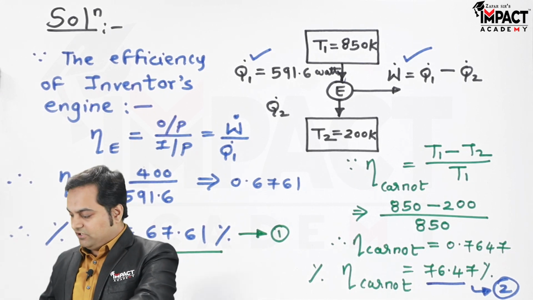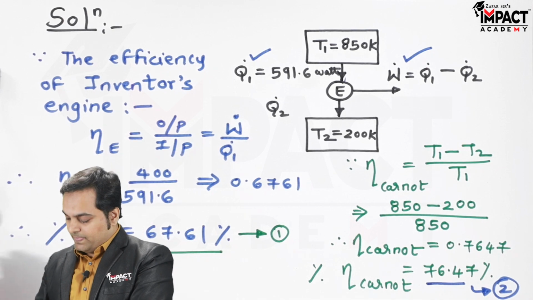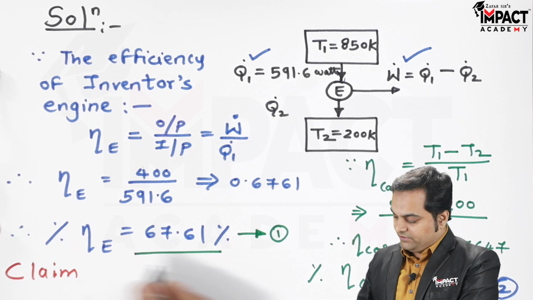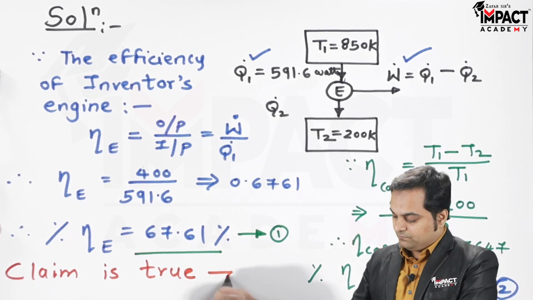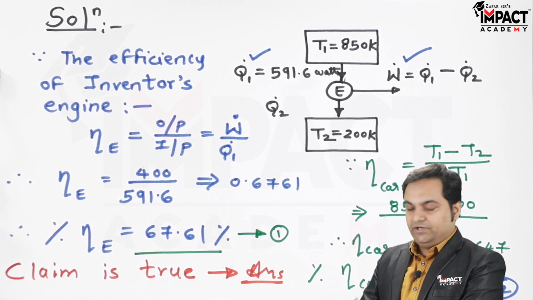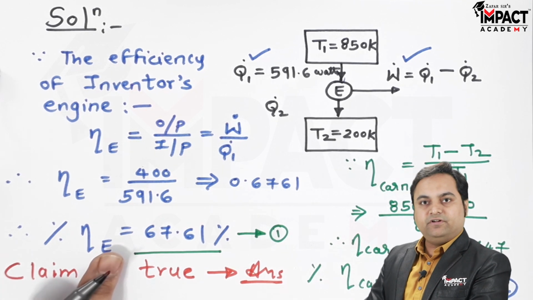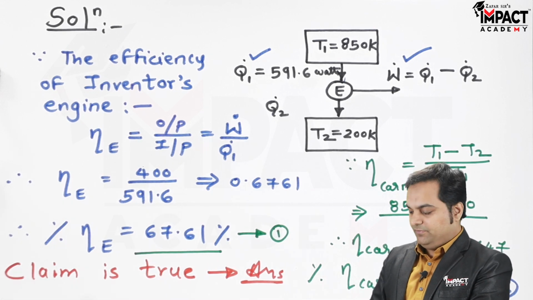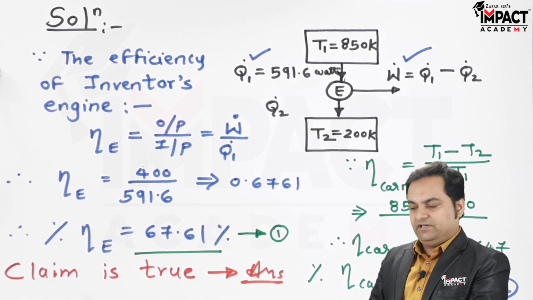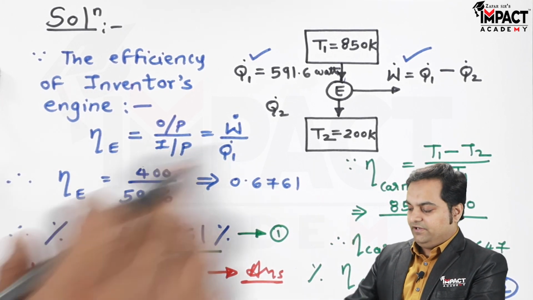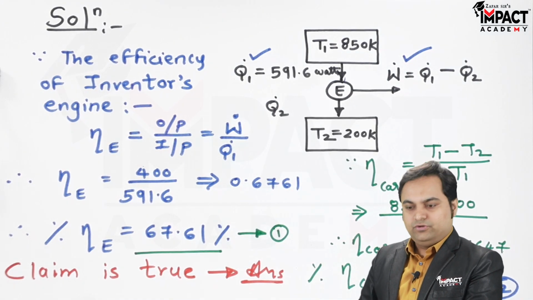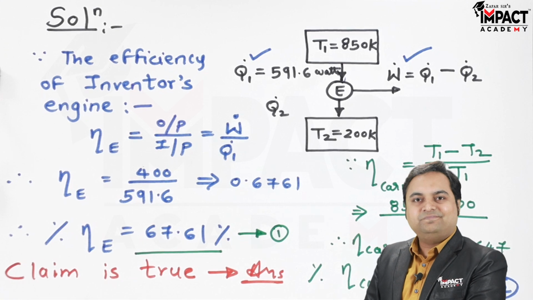So after comparing equation 1 and 2, the claim of the inventor is true. It means the efficiency of the inventor's engine is less than the efficiency of a Carnot engine working between the same temperature limits. So whatever the inventor has claimed, that he has developed an engine which is producing a work of 400 watts, taking in a heat of 591.6 watts, that claim is true. So that was the end of the problem.